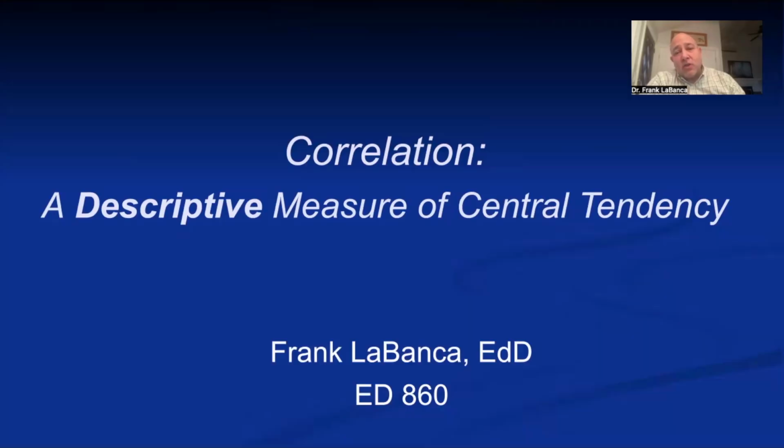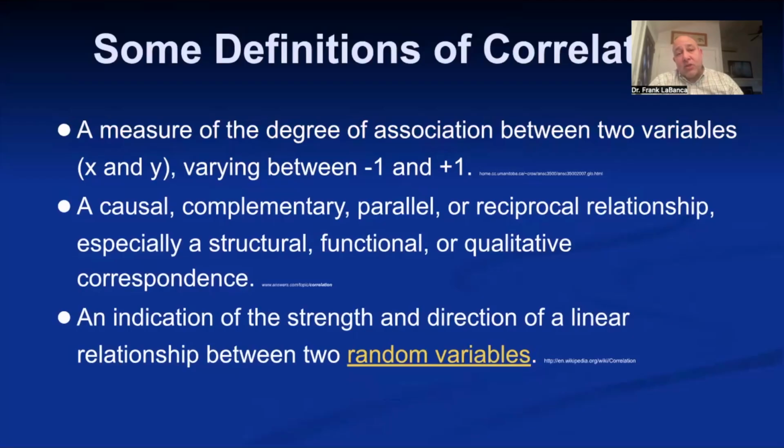Correlation is a measure of central tendency, and we consider it a descriptive statistic because it's showing an interaction of two variables with each other in a direct mathematical relationship.